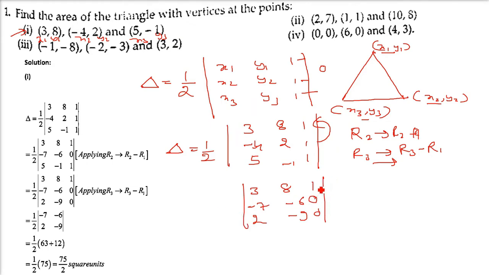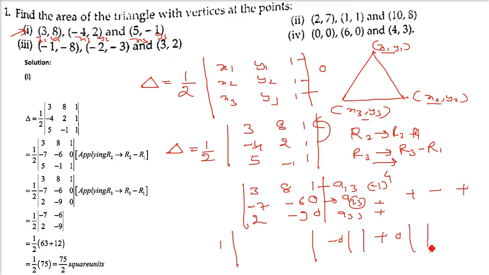Now we will open it using the last column. And what will be the sign? This is A13, this is A23 and A33. So it will be plus, minus, plus, because minus 1 to the power 4, minus 1 to the power 5 and minus 1 to the power 6 it will be. And minus 1 to the power odd is negative, minus 1 to the power even is positive. So we are opening the last column, and we'll just take 1, because the 0s will eventually give 0. So 1 minus 0 plus 0 into something. Okay, so let us take the 1.